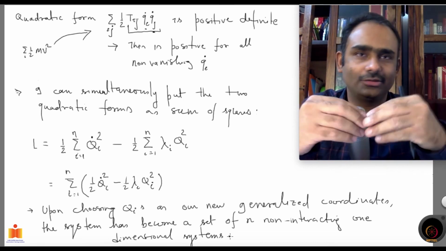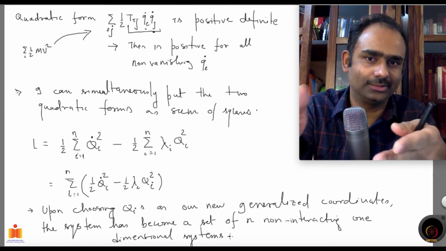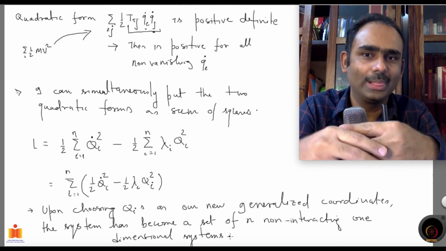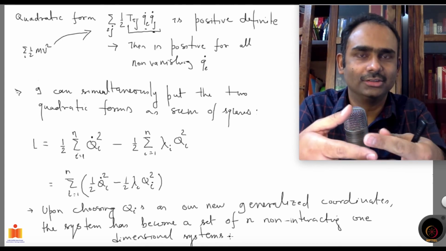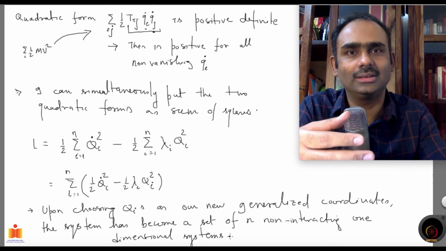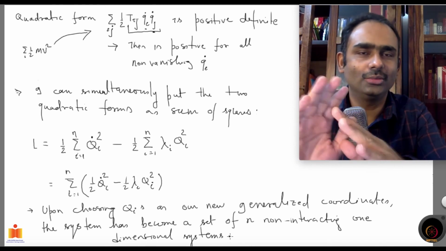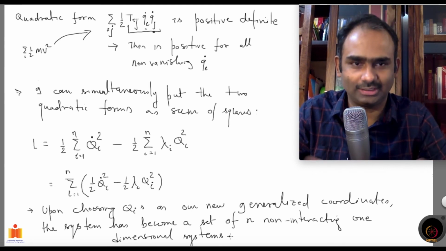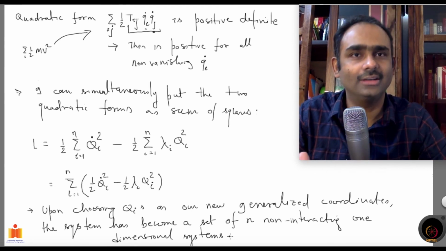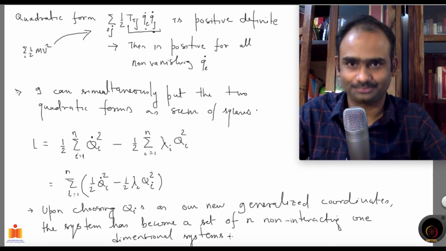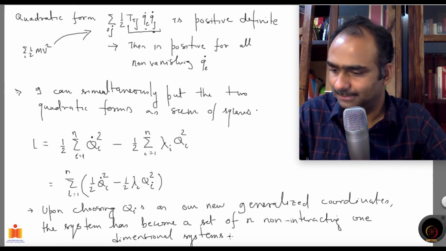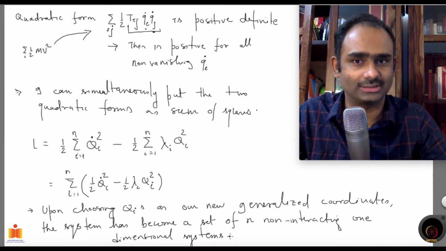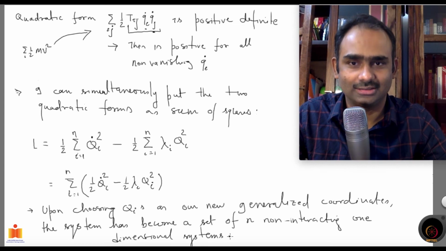So let's say you are writing for Q1. From this Lagrangian, you write down the Euler-Lagrange equations. Let's say for Q1, that will not involve Q2. So meaning no matter what Q2 is doing, Q1 does what it has to do. So they are really independent of each other, and that's what I mean by saying that these are non-interacting one-dimensional systems. So actually, this is very, very nice because one-dimensional systems are easy to understand. And this is what I have achieved.